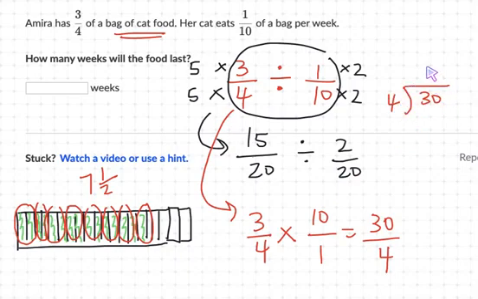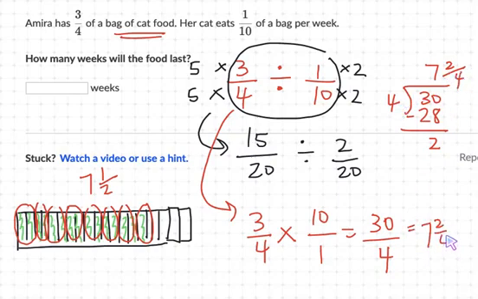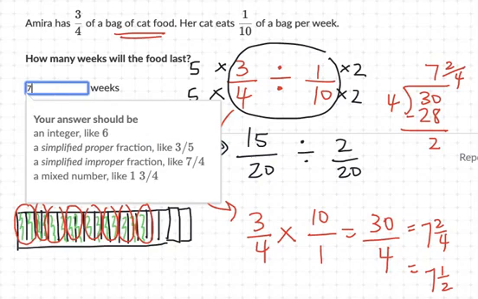4 goes into 30 7 times with 2 left over. 7 2/4. 7 2/4 is not reduced. You need to change it into 7.5 because 2 out of 4 is 1/2. Both ways give you 7.5. So the food will last 7.5 weeks.